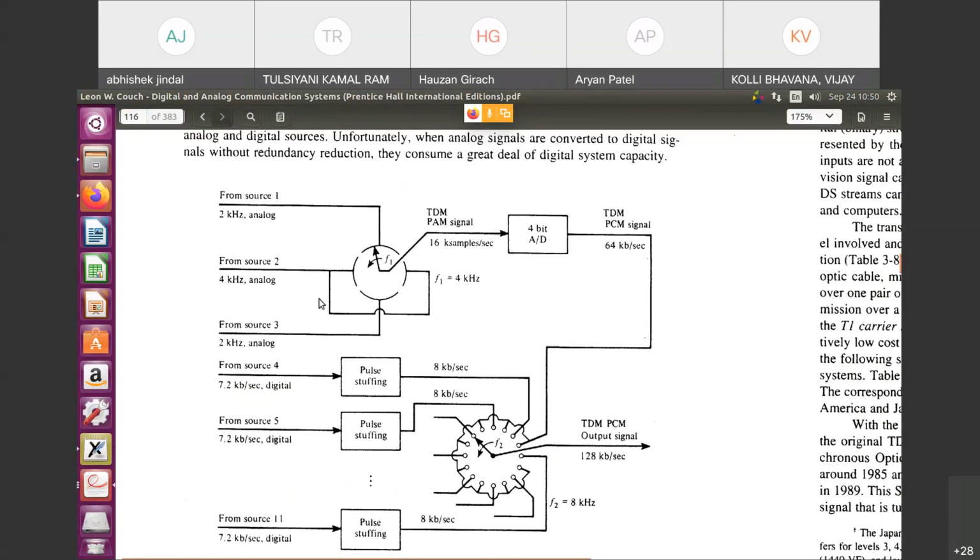So you see that source 2 has two inputs now. This commutator first will collect one input from source 1, then from source 2, then from source 3, and again from source 2. So in a cycle, it collects one sample from source 1, one sample from source 3, and two samples from source 2. And this will ultimately lead to 16 kilosamples per second.